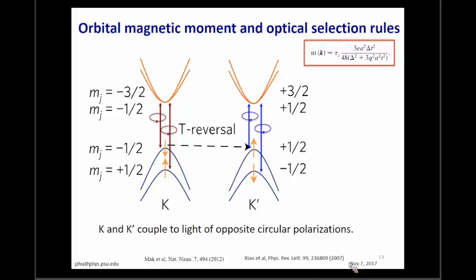So you can use light of opposite polarizations to couple and address different valleys. That's one way of doing it. And you may wonder, moly disulfide is not a magnetic material. Why would it have an orbital magnetic moment? It doesn't have a net magnetic moment, because time reversal flips the sign of that moment in different valleys. You end up with net zero, but it has non-zero orbital magnetic moment.